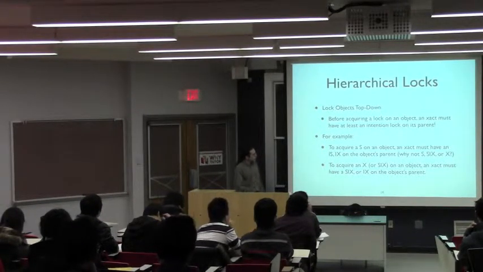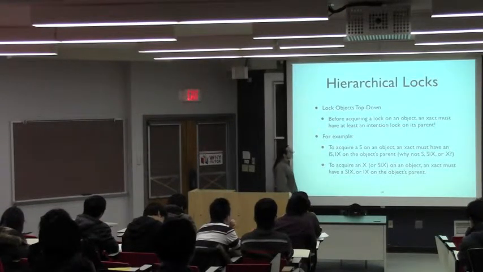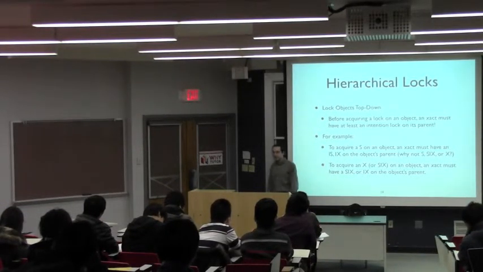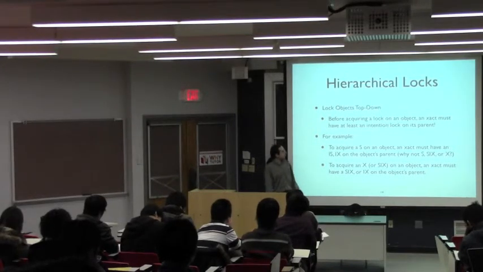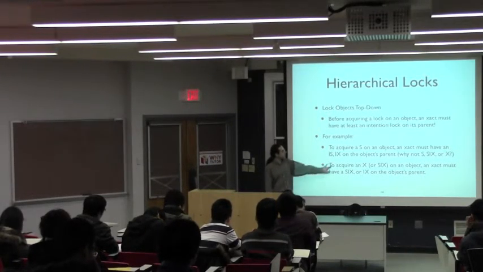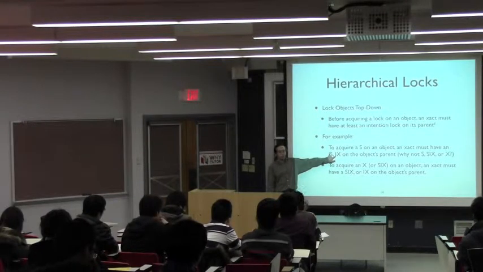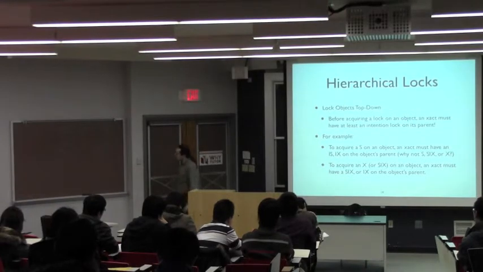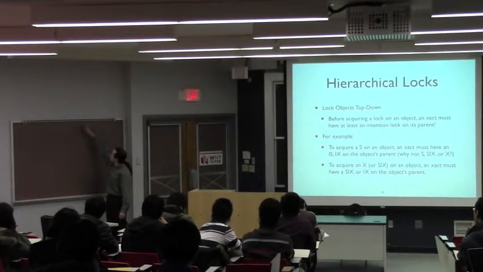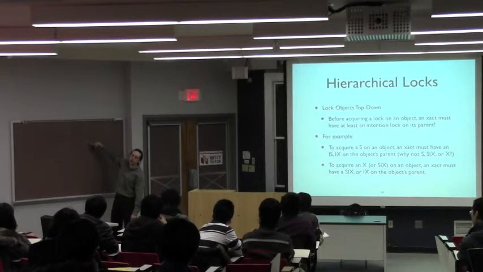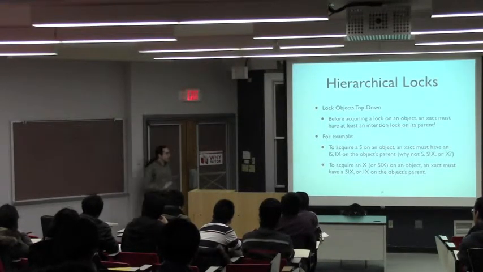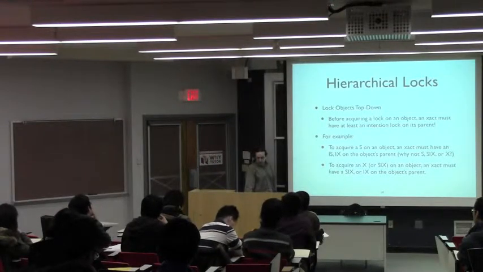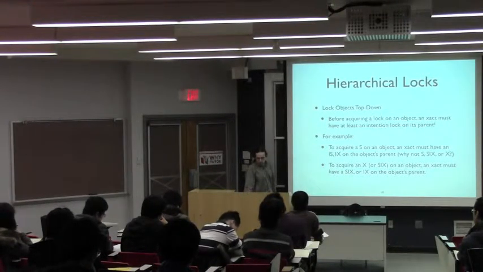Now, there's a question that I want you guys to keep in the back of your minds for a little bit. We'll come back to it in a couple of slides. Why are we limiting ourselves to these intent modes? Why shouldn't the transaction be able to grab an exclusive lock if it holds an exclusive lock on the parent? So keep that in the back of your mind for a little bit, and let's run through a couple of examples.